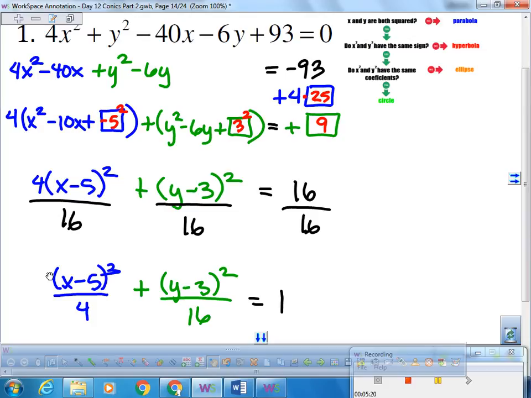So there's a real good example for you to begin with. As you're doing these, you should be able to start looking at it and asking yourself these questions. You should be able to tell me what type of conic it is without even doing any of the work. Okay? Yes, Christian.